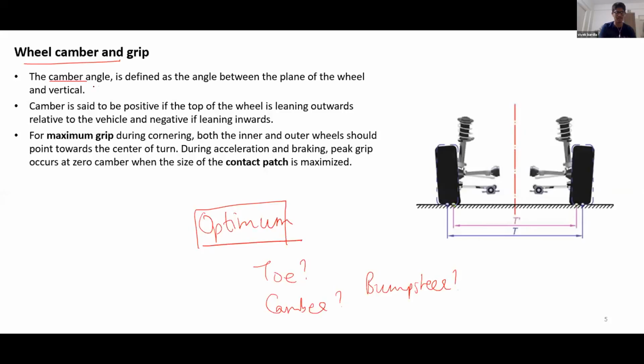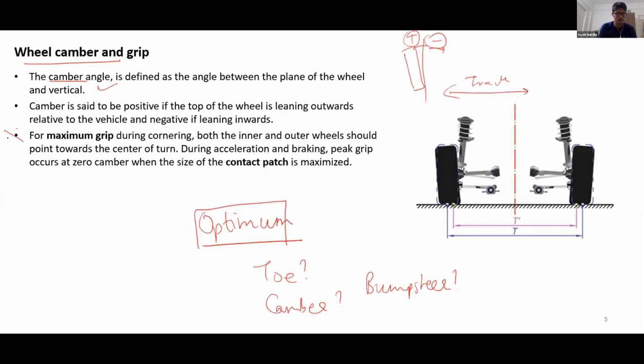This is just the definition of camber angle. Camber is said to be positive if the top of the wheel is leaning outwards. As you can see over here, if the top of the wheel is leaning outwards, this is called a positive camber. And if it is leaning inside the vehicle, so this is the track of the vehicle, if it is leaning inside, it is said to be negative, right? So this is just industry convention. It is good if you know this.